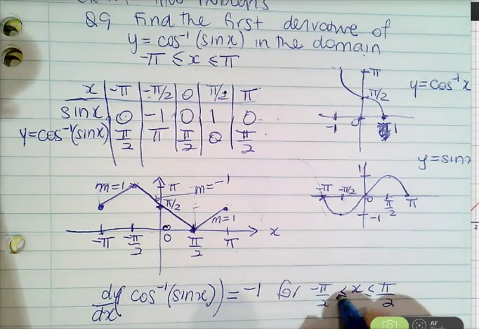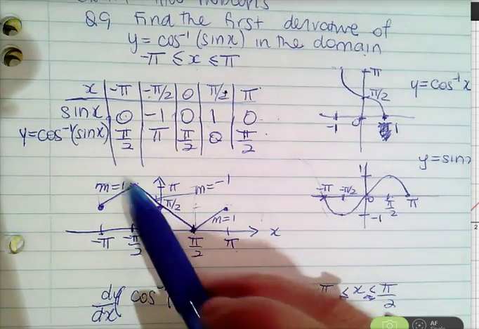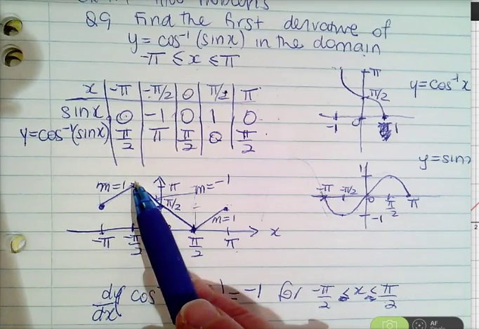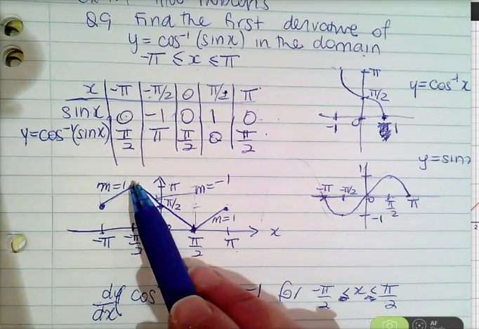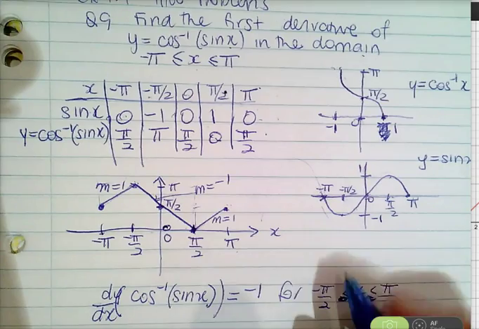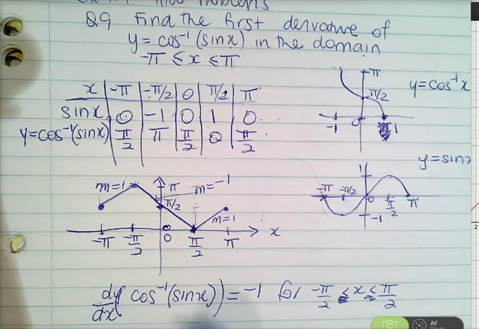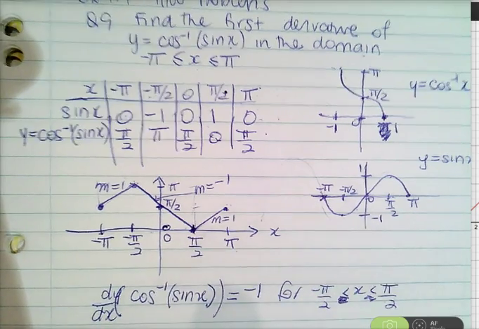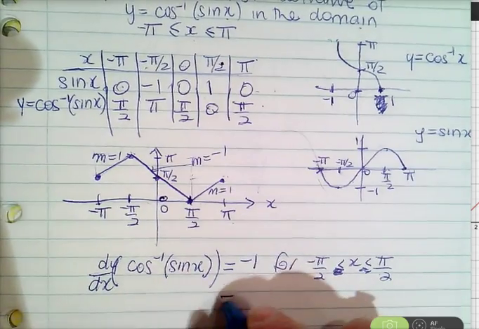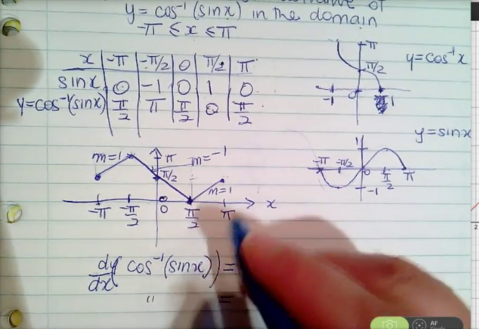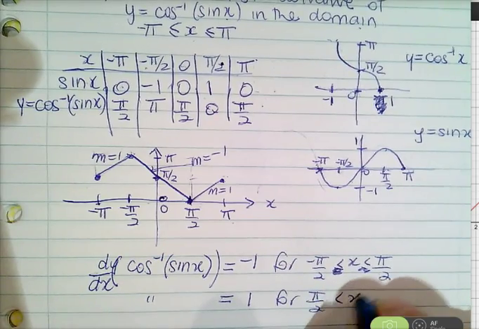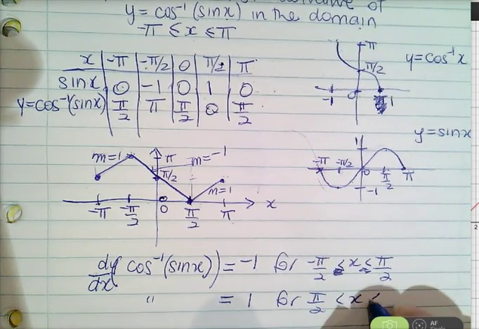Actually, I'm just going to put it as less than, because we've got a sharp point there and you can't actually differentiate at sharp points. So the derivative is -1 along here for values of x between -pi on 2 and pi on 2. And the derivative is +1 for values of x from pi on 2 through to pi.